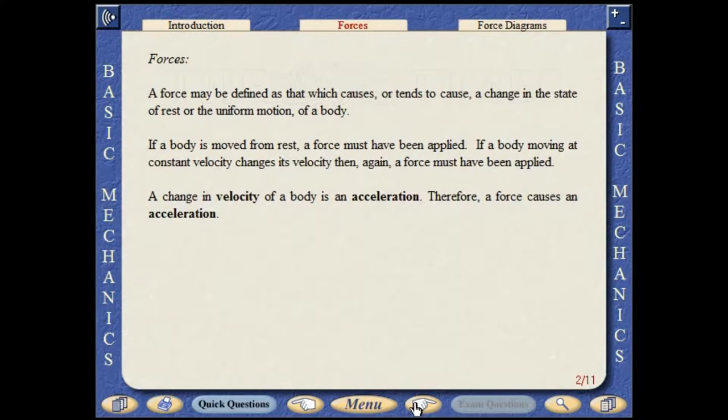A force may be defined as that which causes or tends to cause a change in the state of rest or the uniform motion of a body. If a body is moved from rest, a force must have been applied. If a body moving at constant velocity changes its velocity, then again, a force must have been applied. A change in velocity of a body is an acceleration. Therefore, a force causes an acceleration.